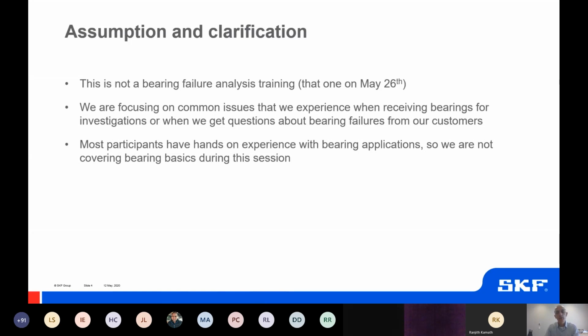The reason why we wanted to have this seminar is also because many times we receive bearings at different stages, in different conditions, different parts, and it's very difficult to assess what has happened without all these prerequisites that need to be in place. And I know most of you have hands-on experience. You have seen failed bearings many times. So that's not what we aim to discuss today. That is going to be in the session on the 26th.